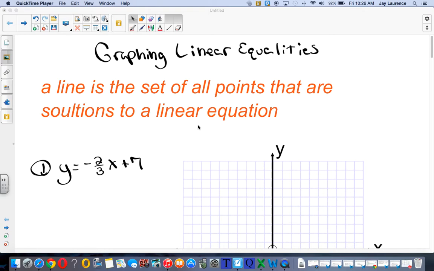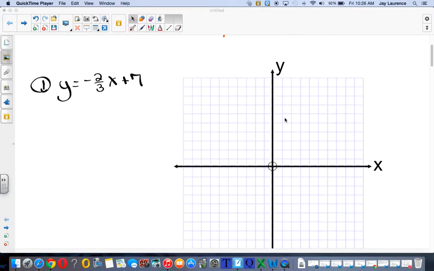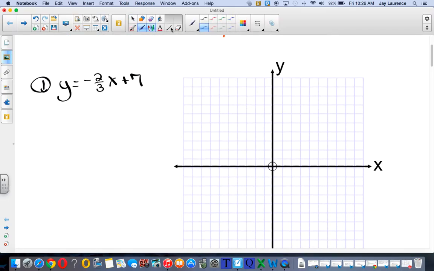Graph of linear inequalities today. Now remember, important definition: a line is a set of all points that are solutions to a linear equation, okay? And we've got a line here in slope-intercept form, and we know right off the bat that our slope is -2/3, right? And we know our y-intercept is (0, 7).